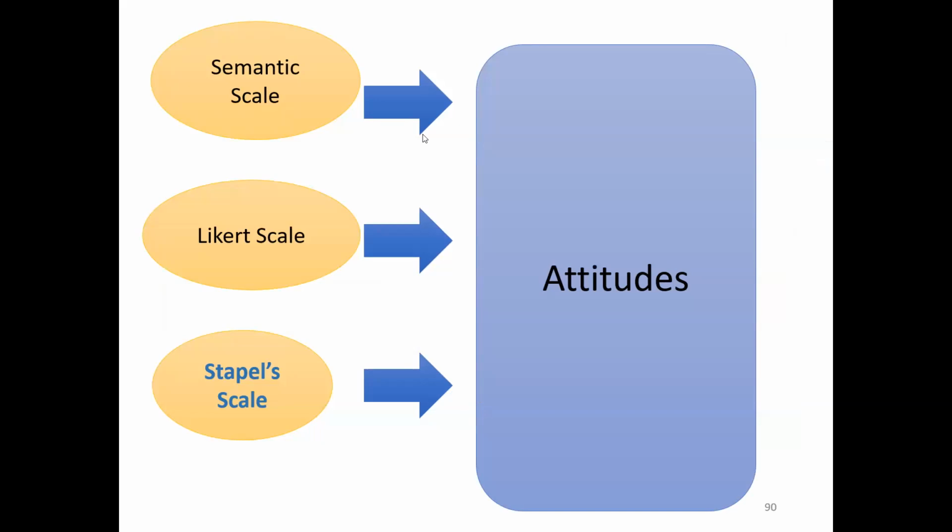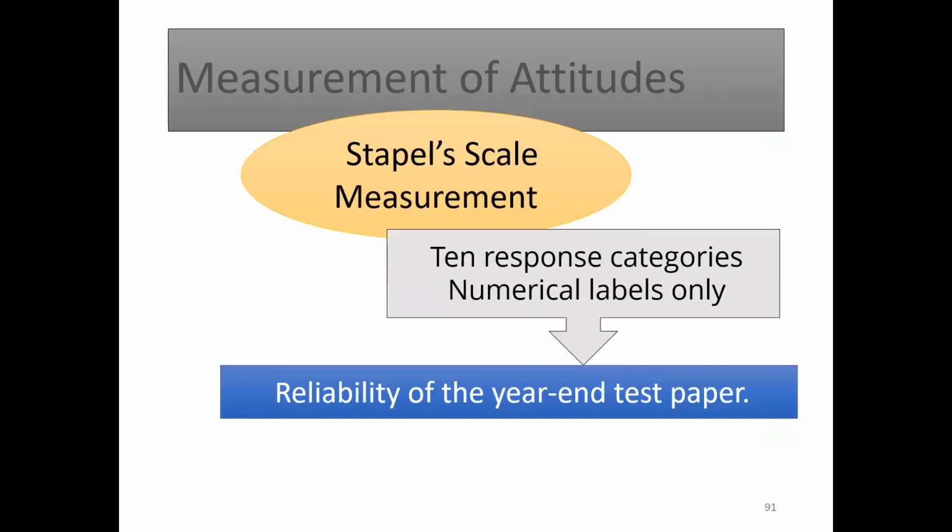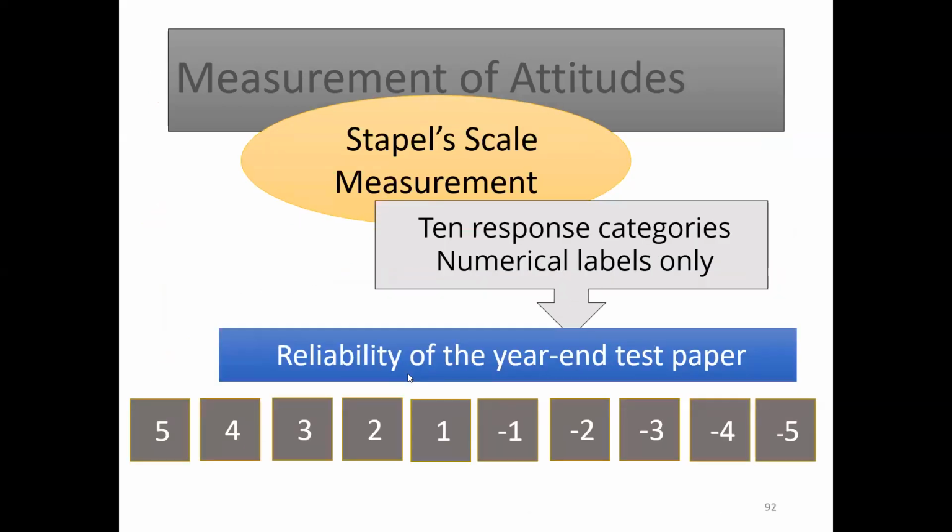So, scaling methods, I have described semantic scale, Likert scale. Now I am going to deal with the other one that is also a scale, the staple scale. Similar, but here the difference is 10 response categories are given. They are numerically labeled.